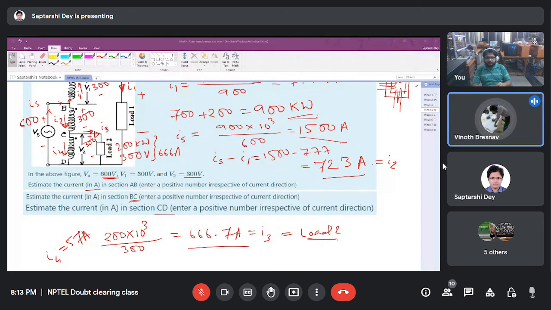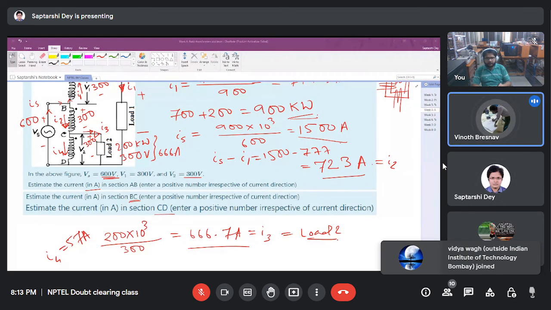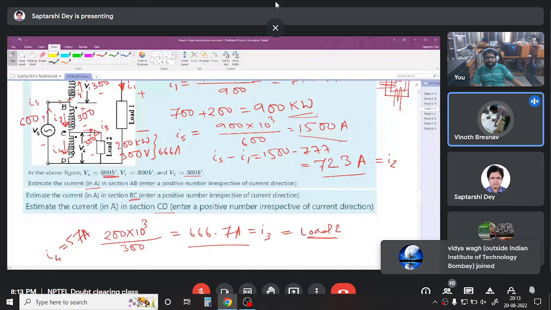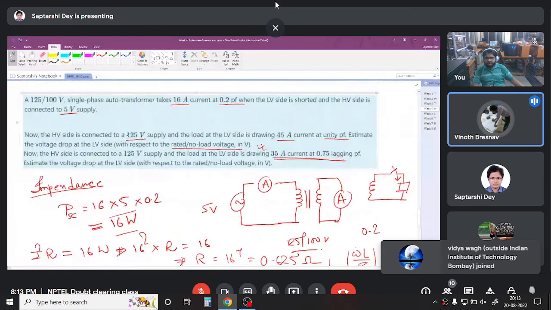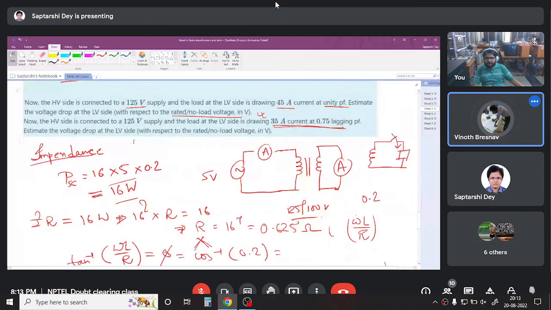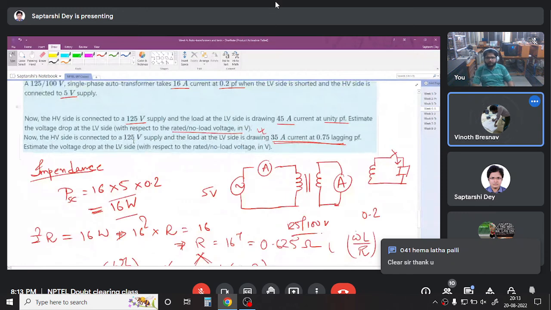So can you explain the second problem? First, I have an audio problem, so that's why I can't listen to that one. PSC 16 into 5 into 0.5, like that, the second problem.